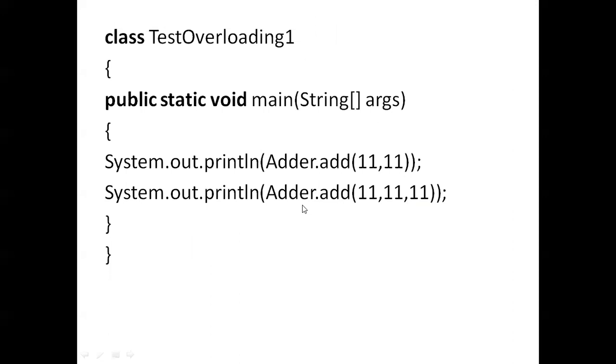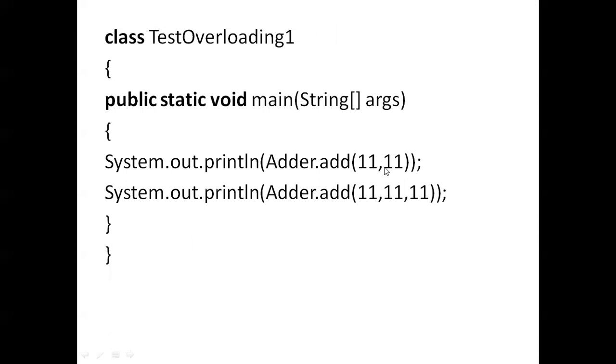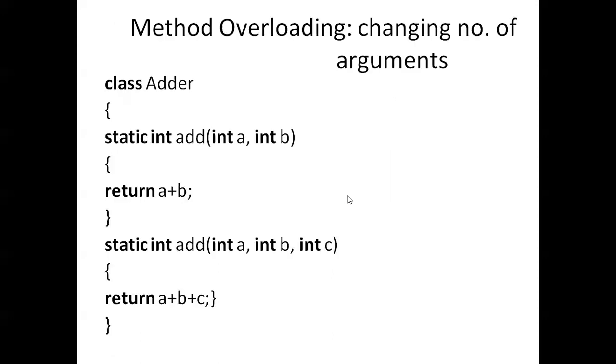So I am running this. After I execute this program, what is the output we are getting? For the first one, a plus b, what is our output? 11 plus 11 is what? 22, right. The next one, we are going to add these 3 integer values. So what you call method overloading is nothing but the same method name, but with different parameters.